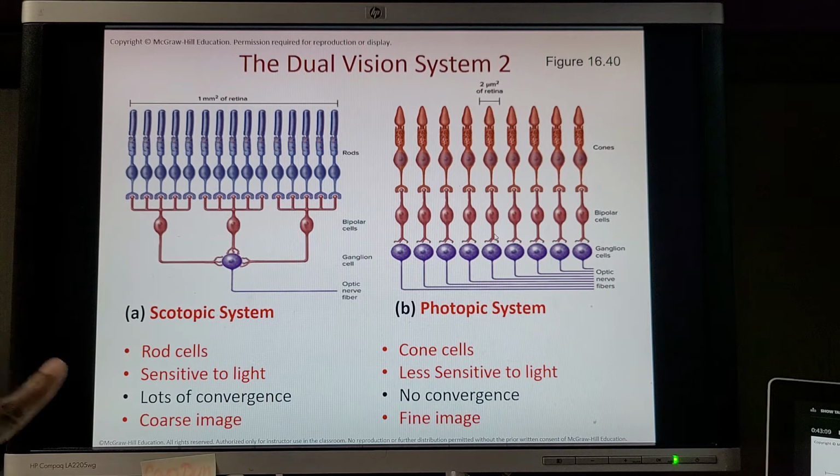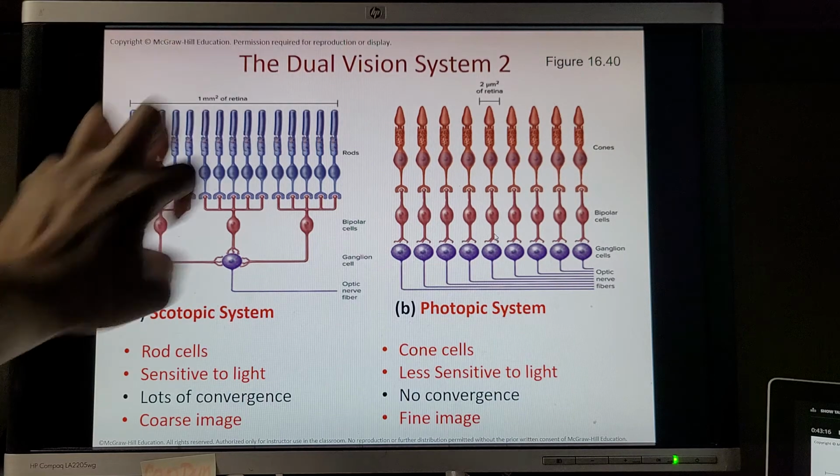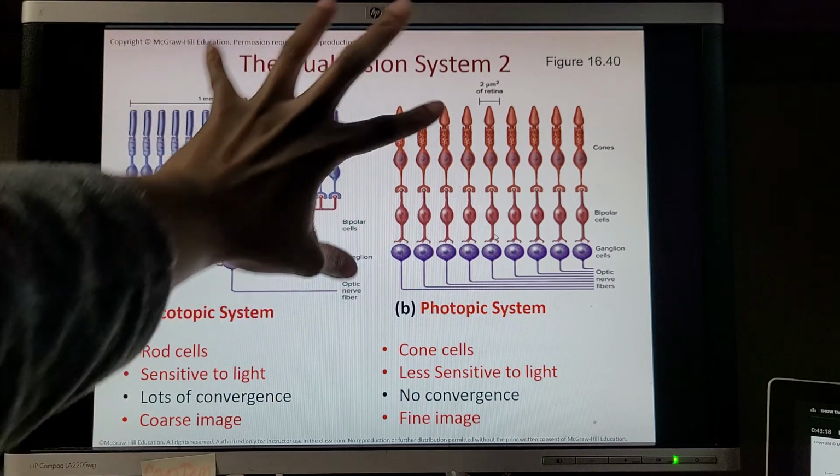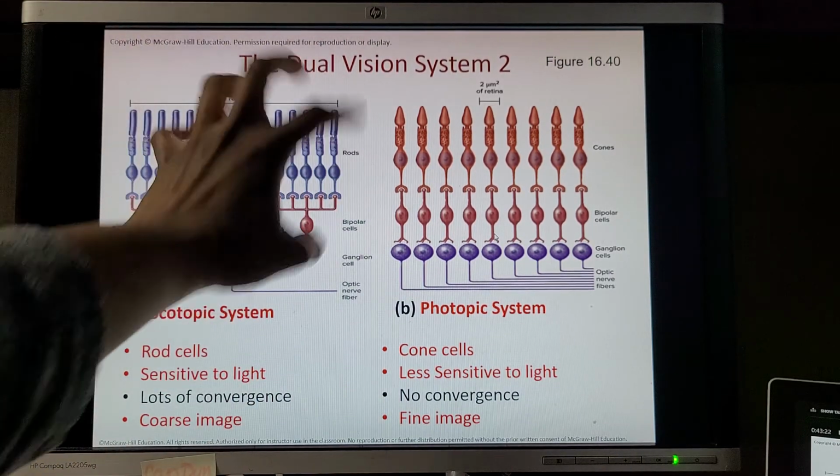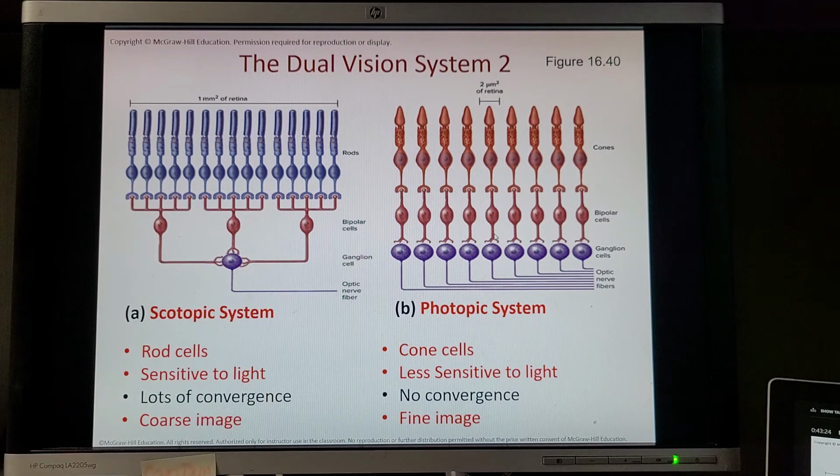With our rod cells, they are more sensitive to light. This is why they're more part of your night vision. They collect as much light as possible, pulling in all the little bits of light that we can get, and then send all of that onto one neuron. So this gives us a coarse image, more of a general type of image.